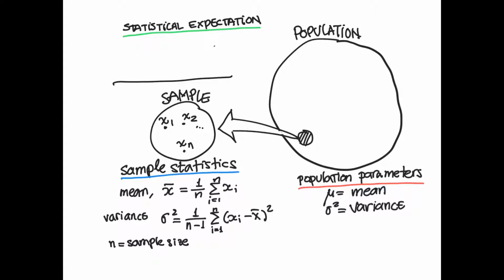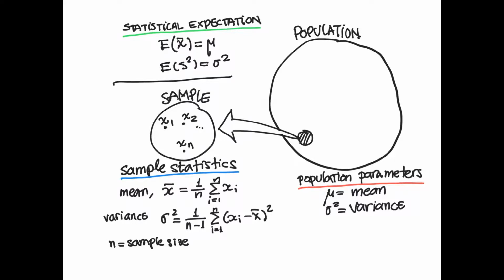In order to produce some information out of the sample that can be used in the population, we use statistical expectation. We can say that the expected value of the mean of a sample is the mean of the population, and the expected value of the variance of a sample is the variance of the population. And so that's the background behind statistical inference.